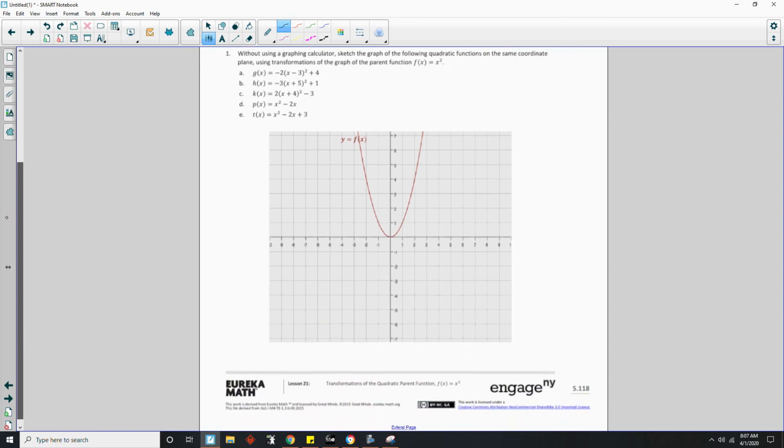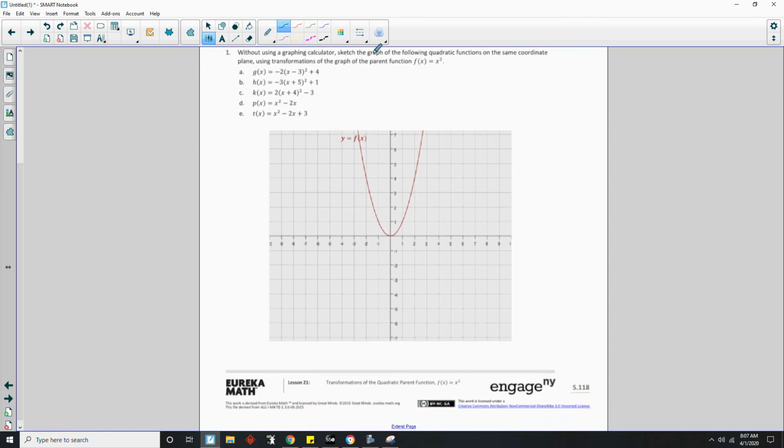Okay, now we're on to the exercises. Without using a graphing calculator, sketch the graph of the following quadratic functions on the same coordinate plane using transformations of the graph of the parent function f of x equals x squared. Okay, so they're giving us 5 transformations. Here's the parent f of x equals x squared going through the origin.